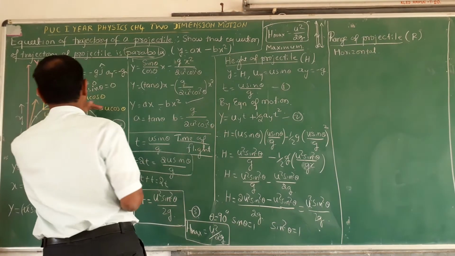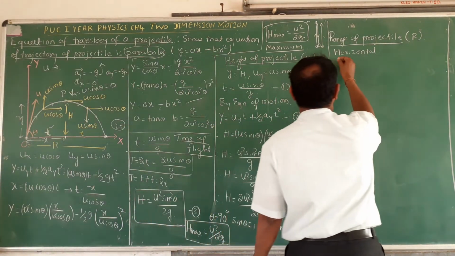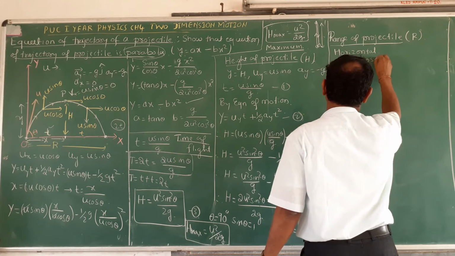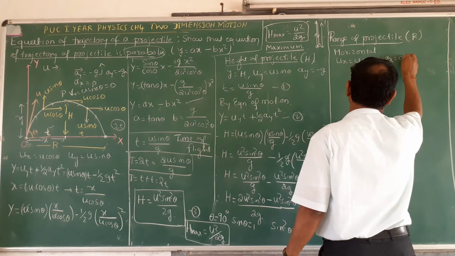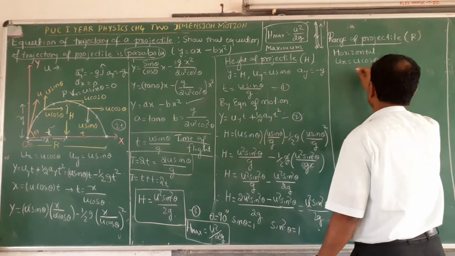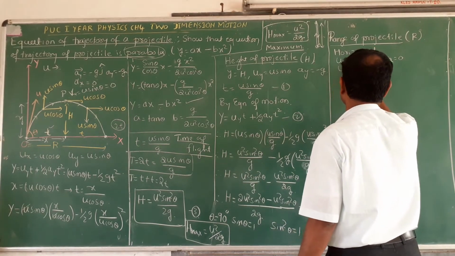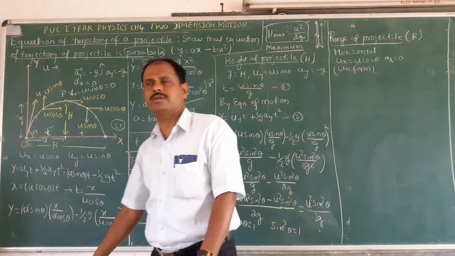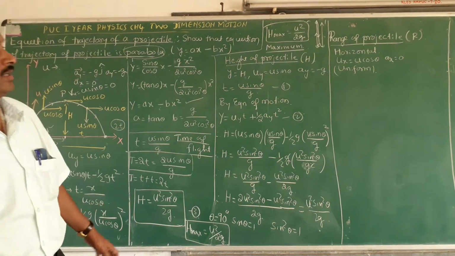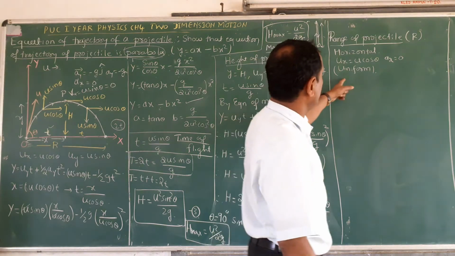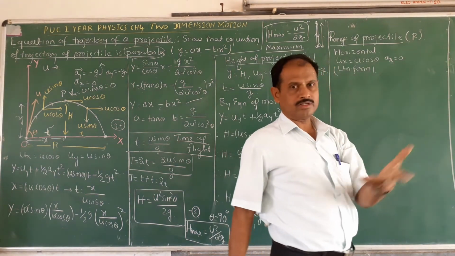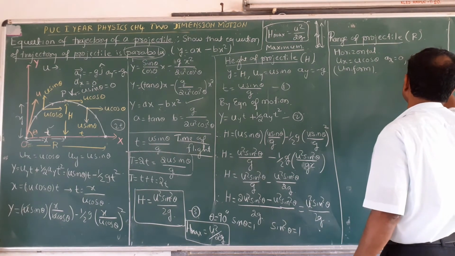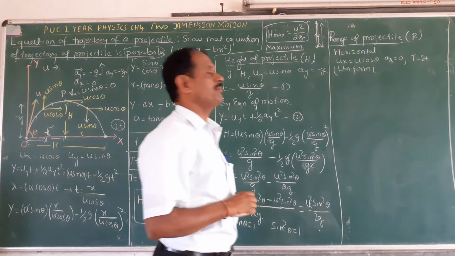Once you take the horizontal, now definitely you will take velocity ux is equal to u cos theta, ax is equal to 0 because it is uniform. Velocity along the horizontal is uniform, acceleration is 0. In a time t is equal to what? 2t, the time of flight.